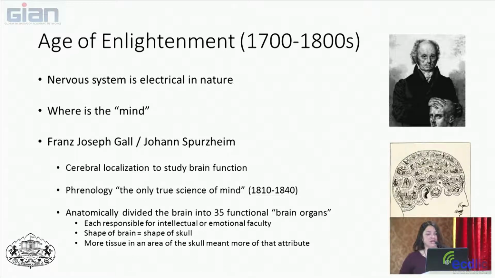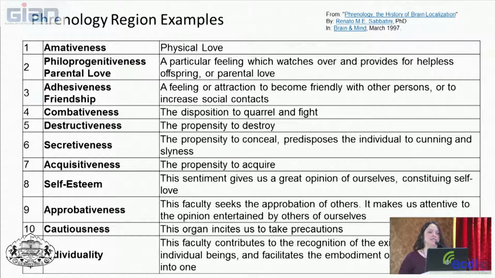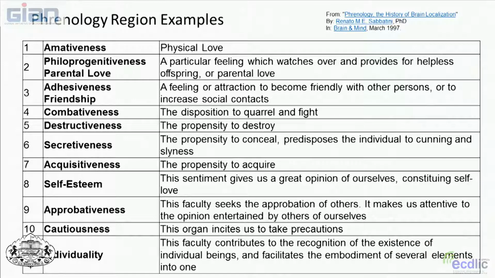And what they thought was that the shape of the brain underneath was equal to the shape of the skull. So they thought if you had a larger lump in one area of the head, then you had more of that attribute than another person had. And just to give you an idea of some of these 35 regions, they thought one area was involved with physical love, one area was involved with parental love, which is the particular feeling which watches over and provides for helpless offspring. So if you had a big lump in that area, you are more inclined to give parental love than another person. And you can see combativeness, which is a person's disposition to quarrel and fight. Destructiveness, which is somebody's disposition to destroy things. And you can read the others here for yourself.